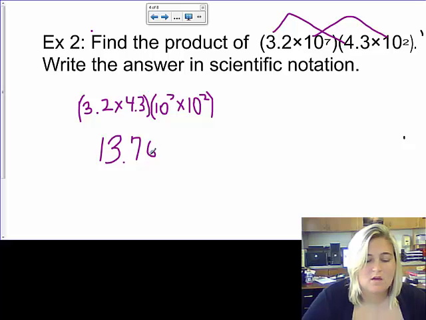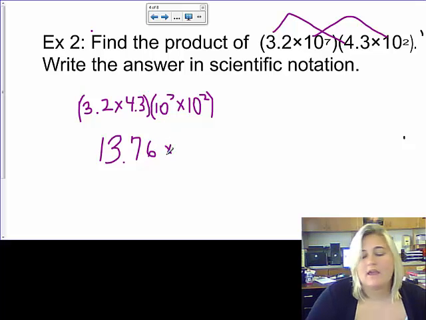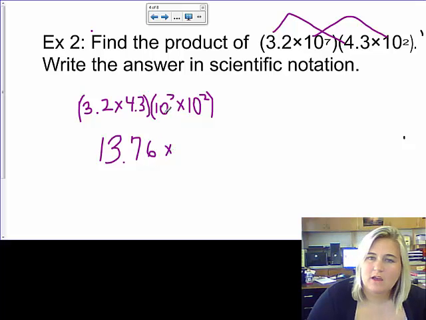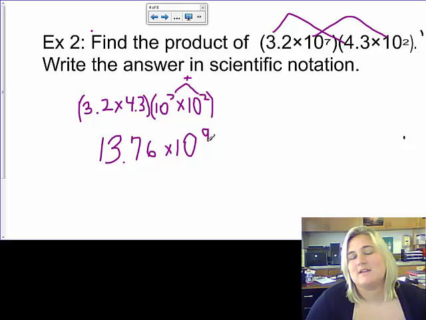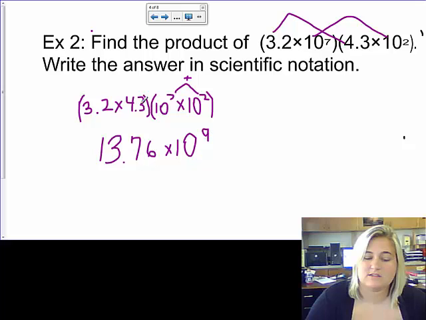Parentheses touching, we said, means to multiply. And what I have now is I'm multiplying by the same base. I hope you remember that when we multiply by the same base, I can add those exponents. So I get 10, and 7 plus 2 gives me 9. Now, the only thing currently wrong with this is that it's not in scientific notation. It looks like scientific notation, but it says specifically to write it in scientific notation.